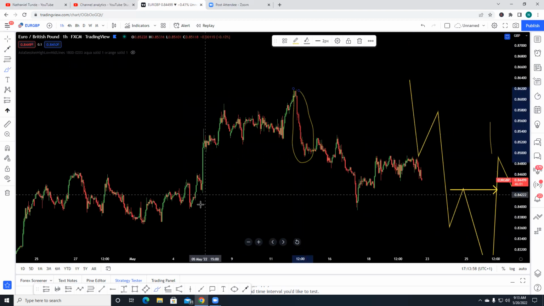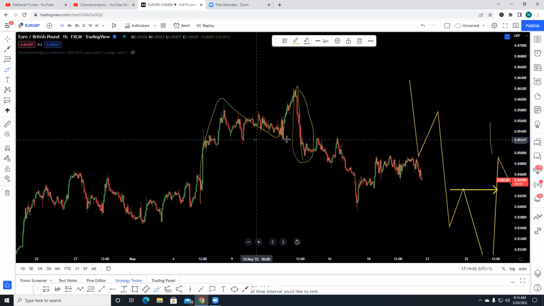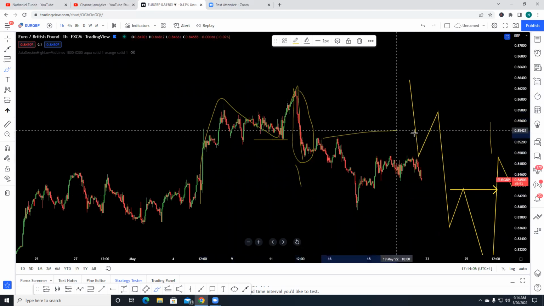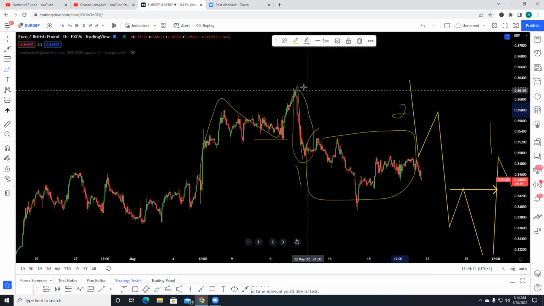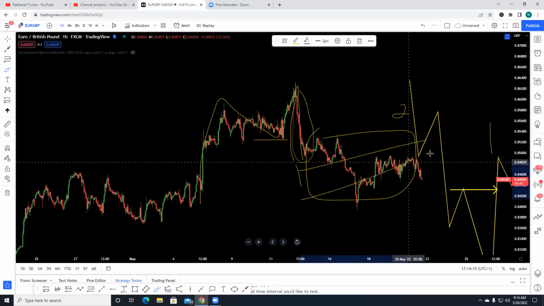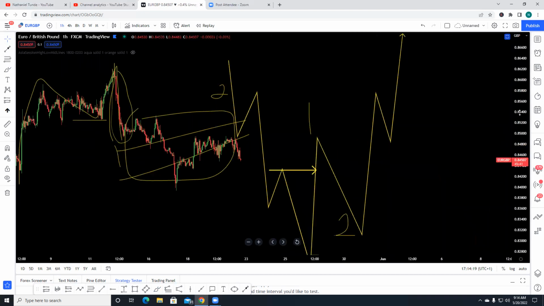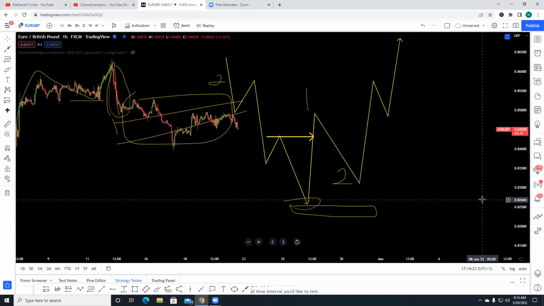After this one was forming this way, this one came and broke this level, so this one becomes wave 1. This correction that is happening here will now become wave 2. You can see that wave 1 is very sharp, but wave 2 is very sluggish. So the question we are asking here is: what is the pattern that this wave 2 can form?